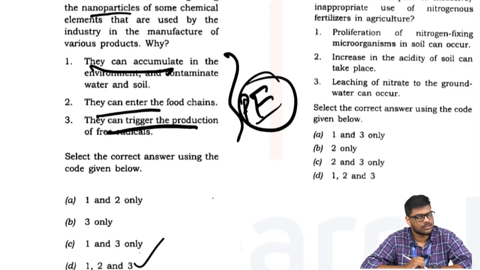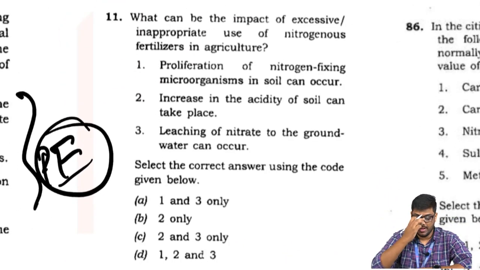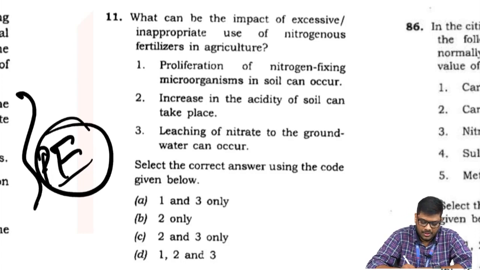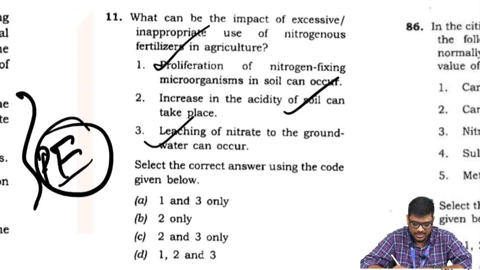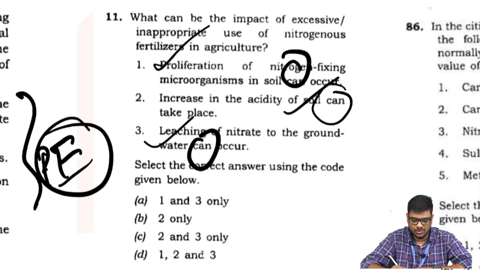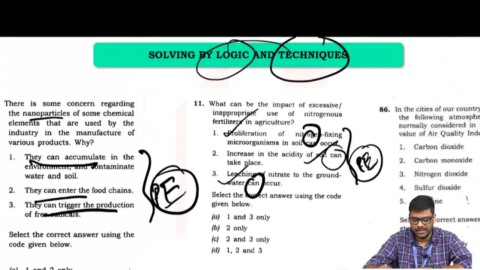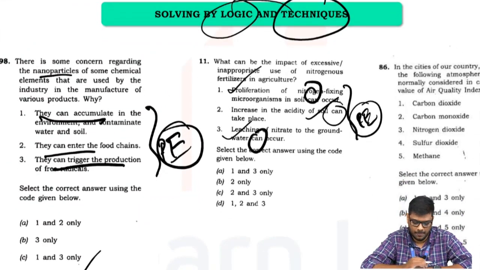All can be correct. Use that logic. And here also, what can be the impact of excessive or inappropriate use of nitrogen as fertilizer? Proliferation can happen. Increasing the acidity of soil can take place. Leaching of nitrate into soil can take place. All of this can take place. This is all possibility enhancer. Those who don't know what is possibility enhancer, please watch the first session.